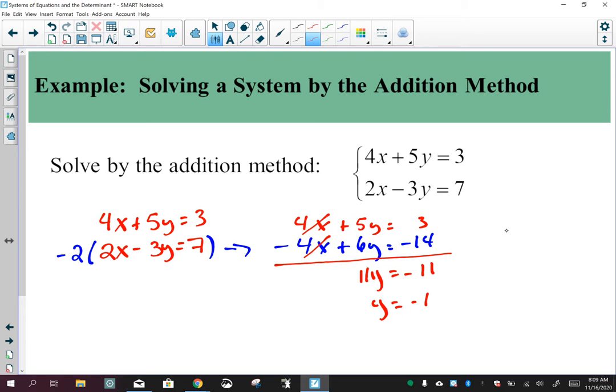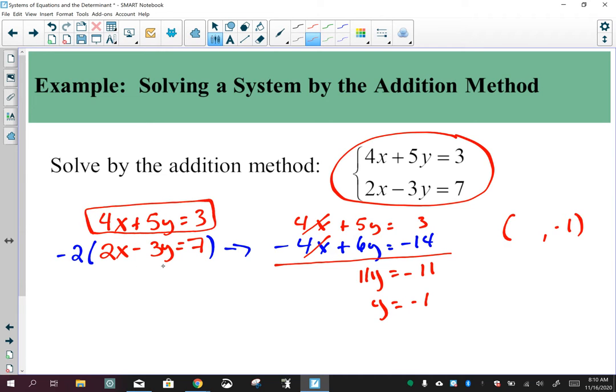So now I'm going to take that answer and either go back up here and just pick one to put it in, or only go back and put it into this one since I went ahead and manipulated that bottom one. It's going to be your choice. You can choose either one. So I'm just going to go ahead and take the top one because I know for sure I didn't mess with that one.